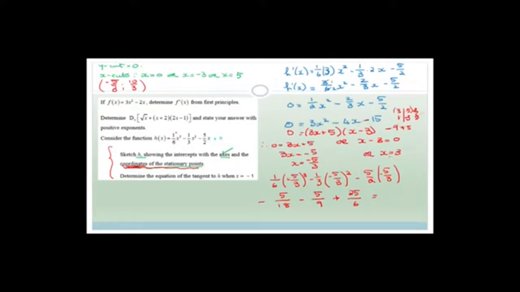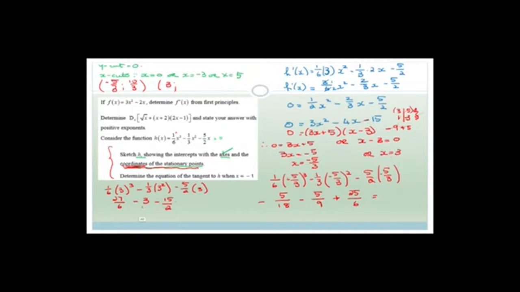Now let's substitute x equal to 3 in it. So it's going to be 1 over 6 times 3 cubed, minus a third times 3 squared, minus 5 over 2 times 3. Okay, so 3 cubed is 27, right? 3 times 3 is 9 times 3 is 27. So that's 27 over 6, minus 9 over 3, which is just 3, minus 5 threes of 15, over 2.